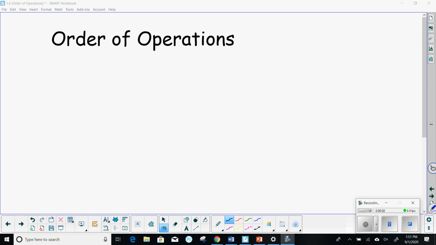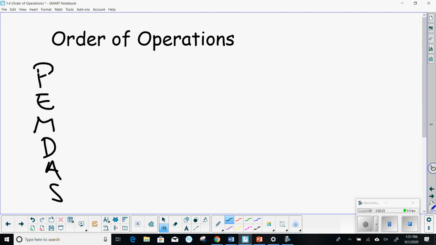Okay, we're going to review order of operations today. Some of you might remember from when you learned this, there was an acronym that helped. It was PEMDAS. And there's also "Please Excuse My Dear Aunt Sally," just to help you remember.